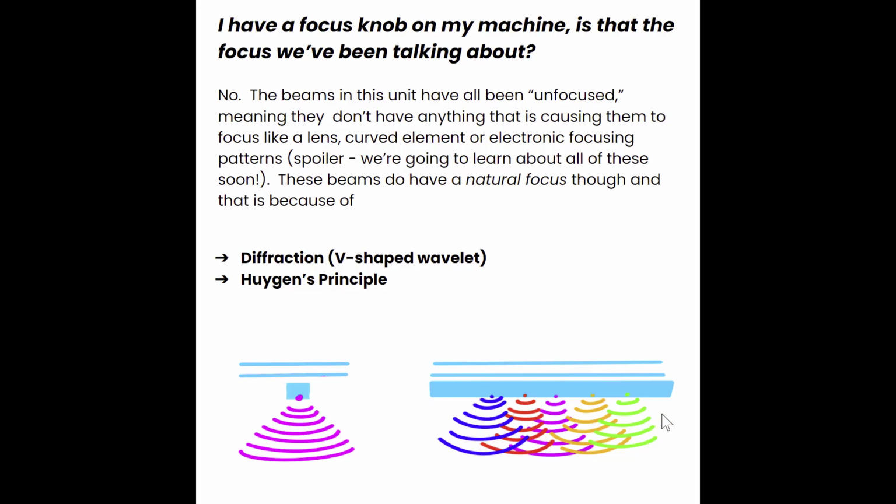So a completely unfocused PZT crystal will have a natural focus. The problem is that that focus isn't always where we want it. So we have discovered if we introduce lenses, curved elements, or electronic focusing, we have more control of where that focus is.